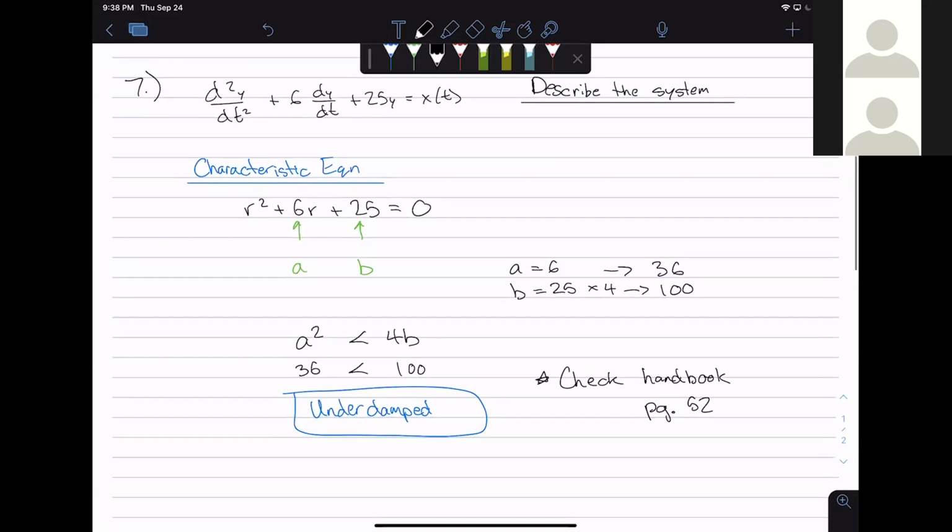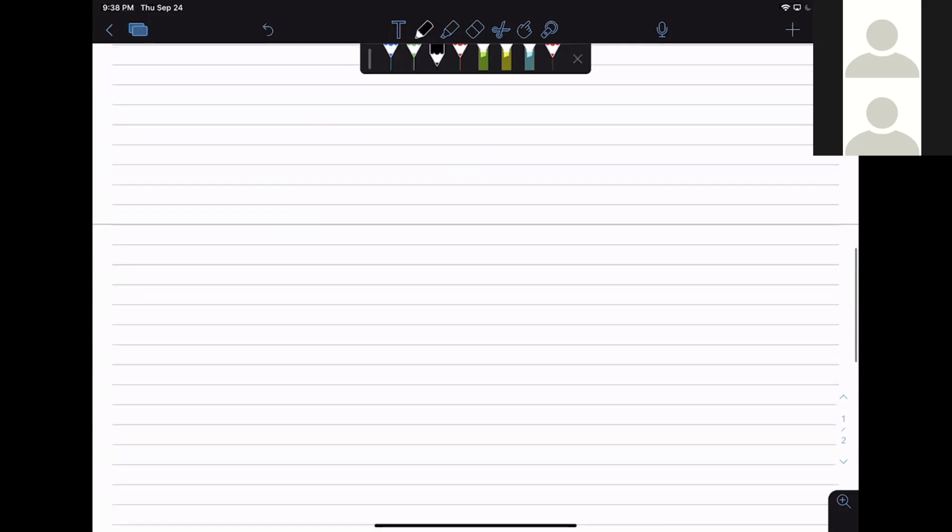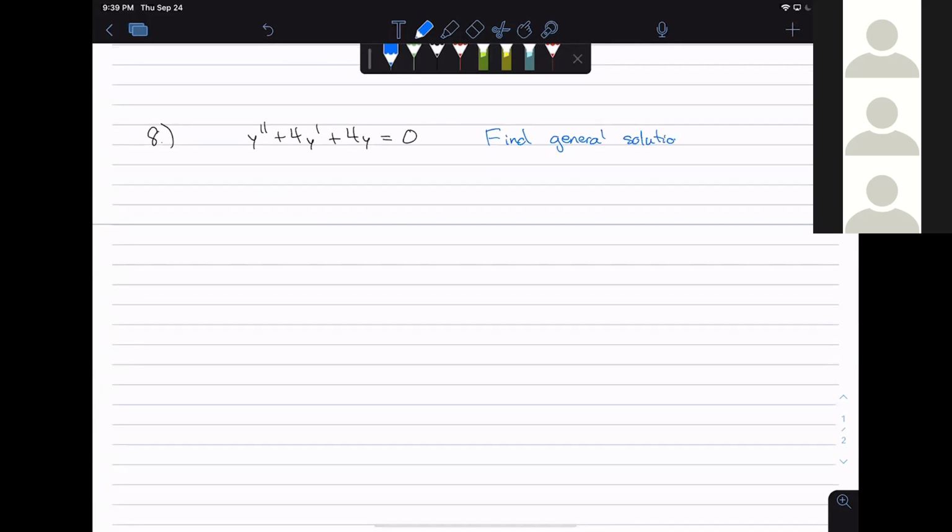Moving on to number 8. This is another differential equation problem: y double prime plus 4y prime plus 4y is equal to 0. And the question is asking you to find the general solution. Let's do it. So, general solution.